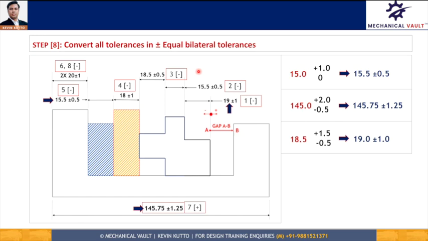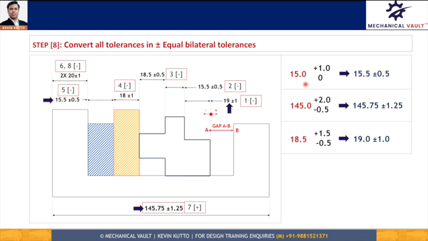Now, the Excel form which we are going to use captures every dimension in its equal bilateral format, and that's why if we have any unequal tolerance, we need to convert that into mean and equal bilateral tolerance, and that is our 8th step. In our example, we have 3 such dimensions and tolerances. Let's convert them into equal bilateral.